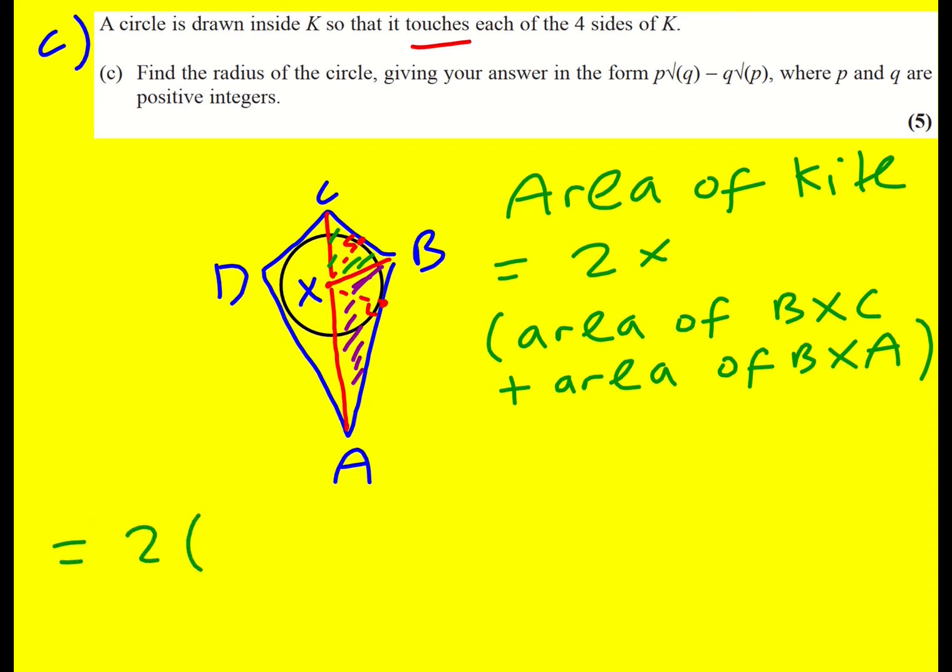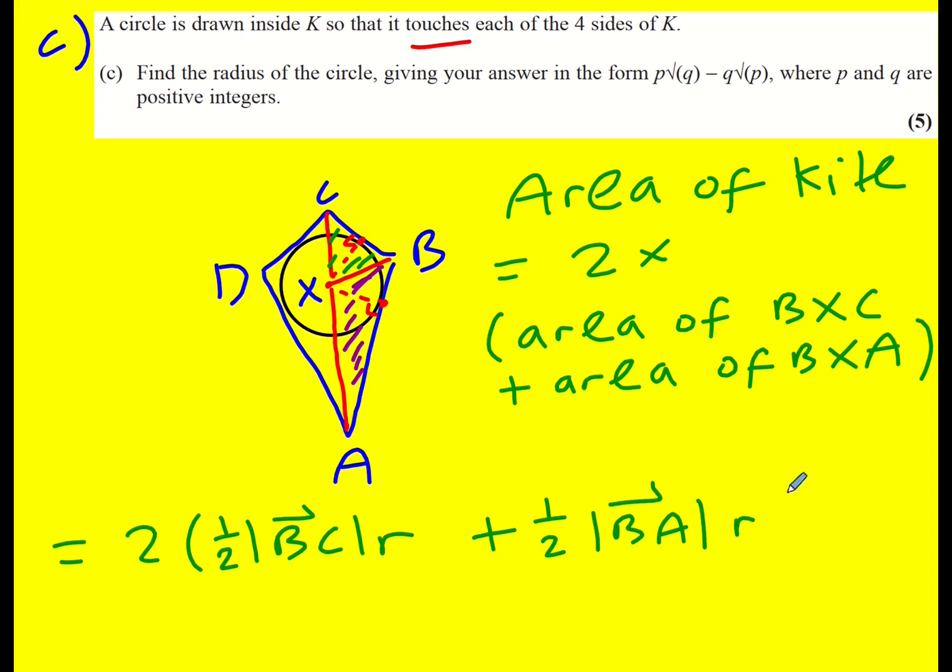And that's going to equal 2 lots. And we need to think about this carefully. Well, we've got base times height. So it's going to be the magnitude of BC times R. Oh, half of that because it's a triangle. So I hope that makes sense. It's a half base times height plus a half base times height. And again, this 2 is going to cancel out with this and this.